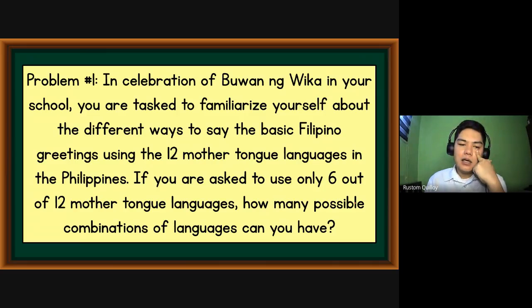N ang 12, ang R ay 6. Meron kang 12 mother tongue languages na pamimilian at 6 lang yung pipiliin mo. Ilang possible combinations of languages can you have? Kung may calculator ka dyan, pwede naman mag-calculator. Kasi nga, thousands and millions na to. Malalaking numbers na yung pinag-uusapan natin.